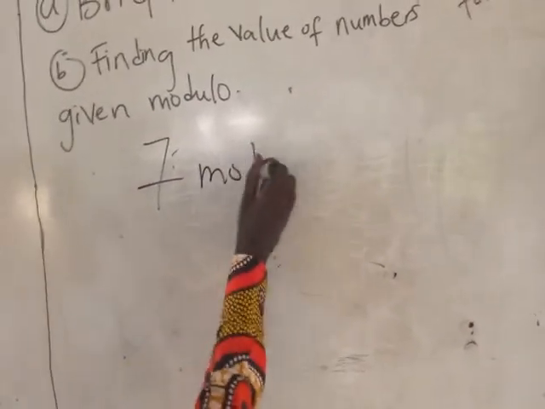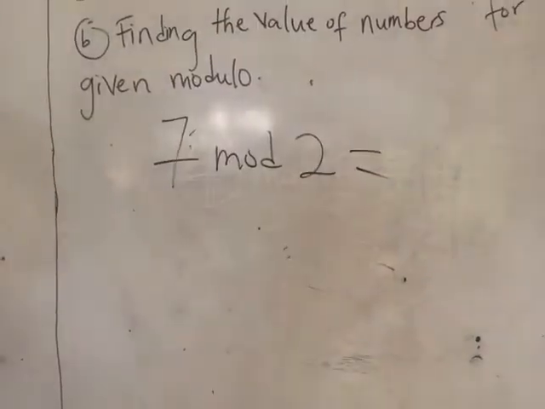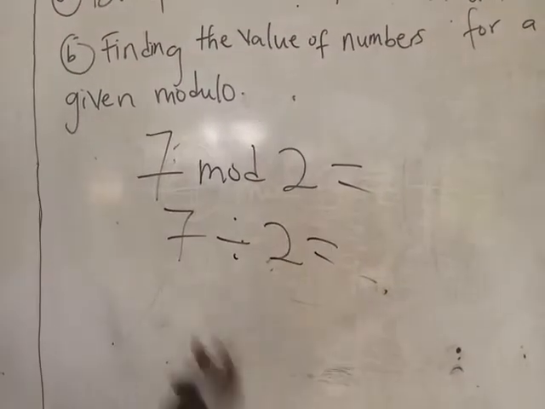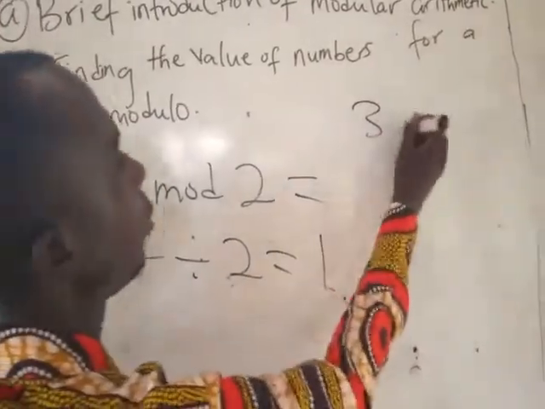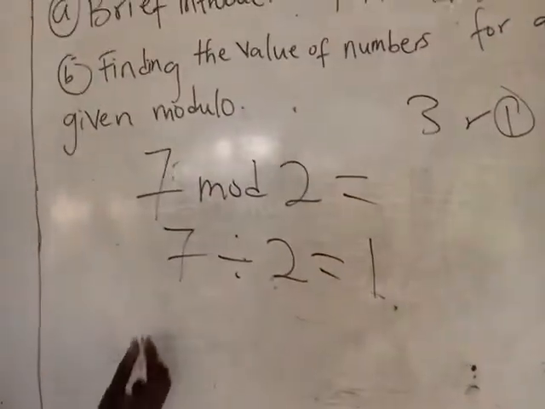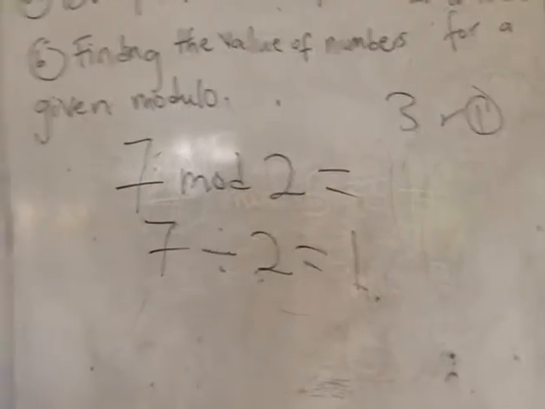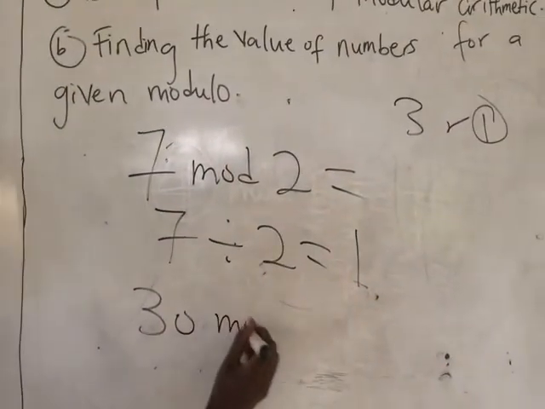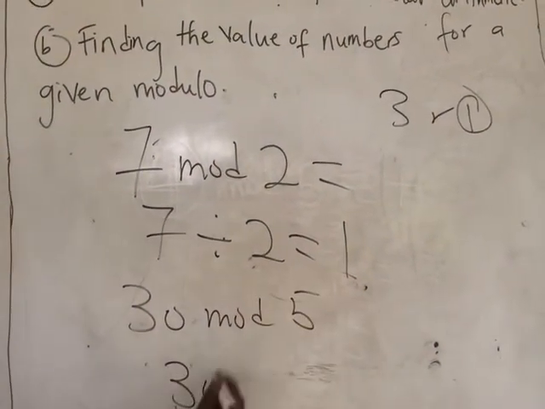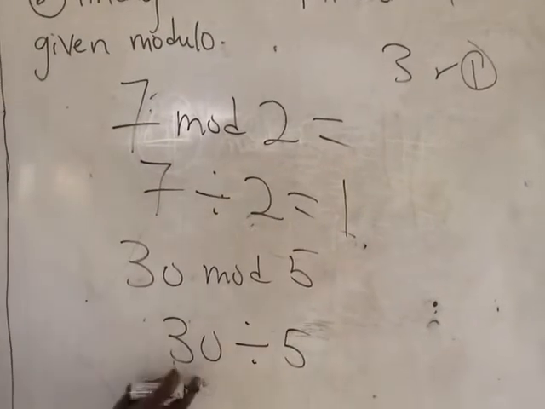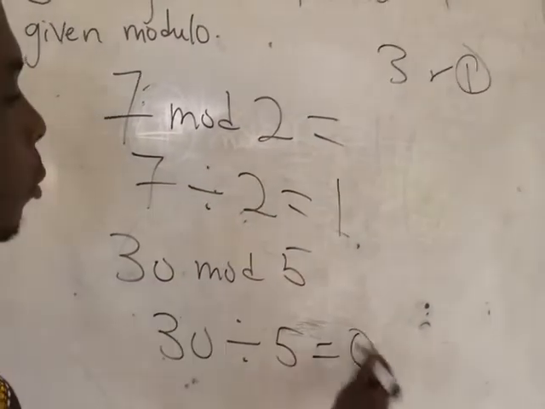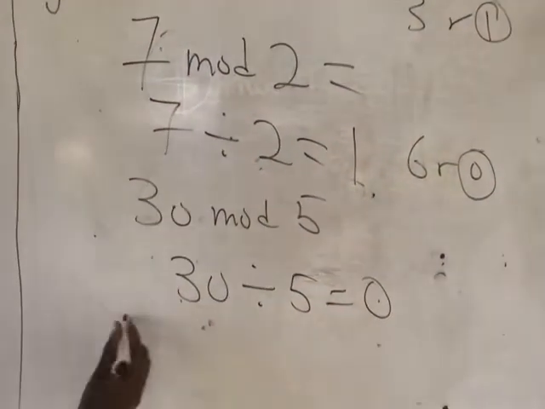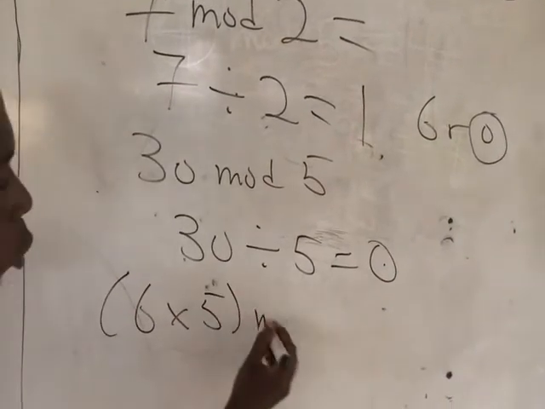So let us take this example. 7 mod 2 is the same as 7 divided by 2. And 2 goes into 7, how many times? 3, remainder 1. We are interested in remainders here for modulo. 30 mod 5 is the same as 30 divided by 5. 5 goes into 30, 6, remainder 0. You write your remainder.